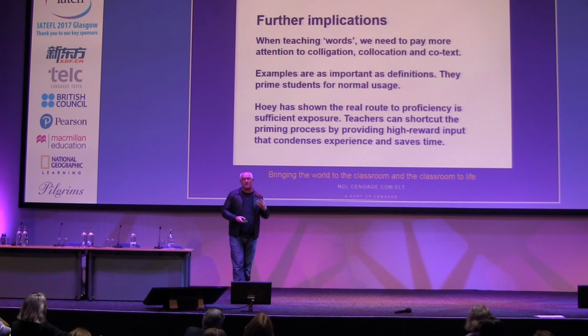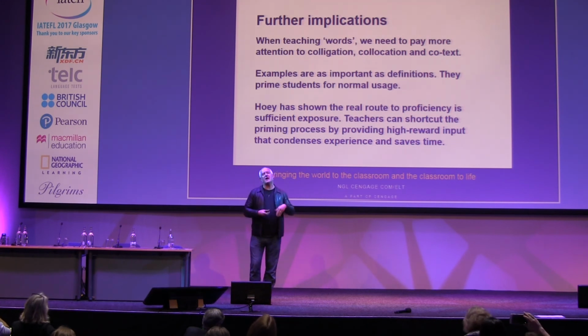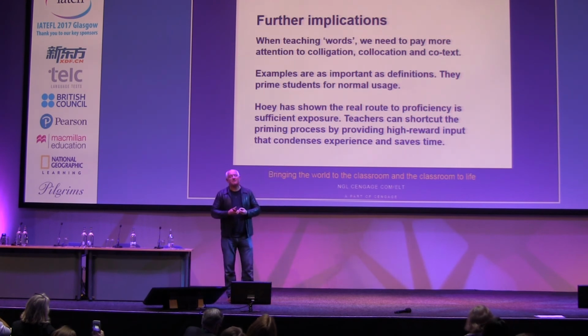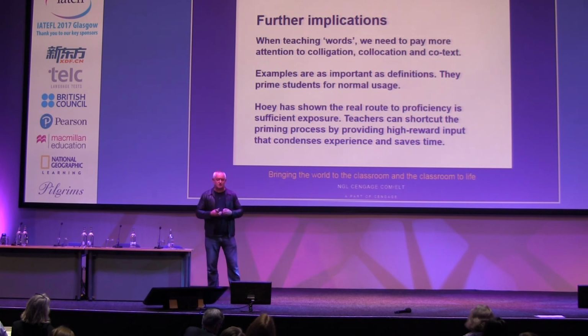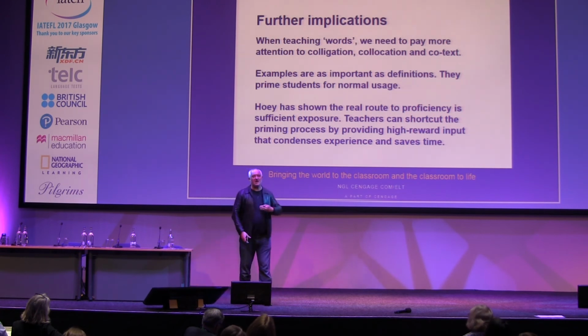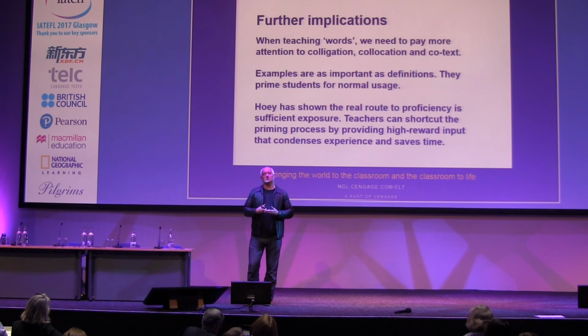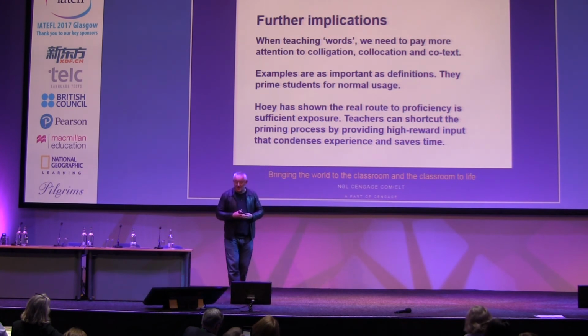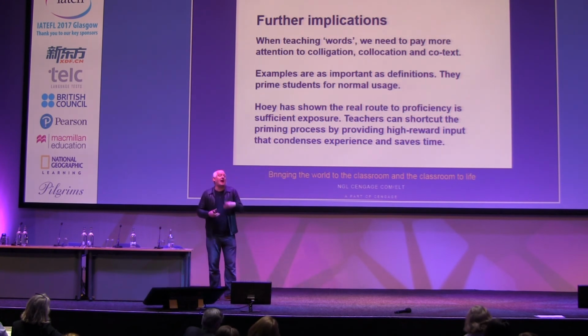I think there are further implications as well, and I think it's really to do with what we do as teachers when we're teaching new vocabulary or new lexical items. And it means always thinking about moving beyond just dealing with the meaning, and thinking instead about colligation, collocation, co-text and the language around the words we're teaching. And I think it means believing as a teacher that examples are at least as important as definitions, because the examples are how we prime students for natural usage.